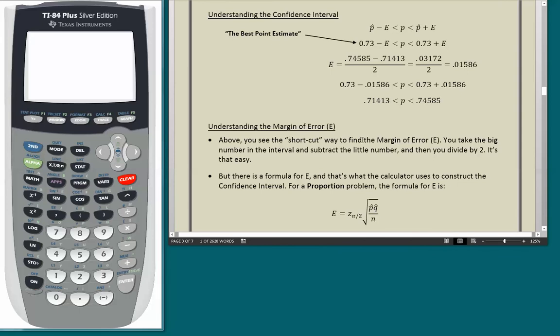Above, you see the shortcut way to find the margin of error, and we talked about that a minute ago. You take the big number in the interval, subtract the little number, and then you divide by 2. It's that easy. But there is a formula for E, and again, when I say E, I mean the margin of error. The formula is what the calculator uses to construct the confidence interval. For a proportion problem, the formula for E is this. E equals Z alpha over 2 times the square root of P hat Q hat over N.